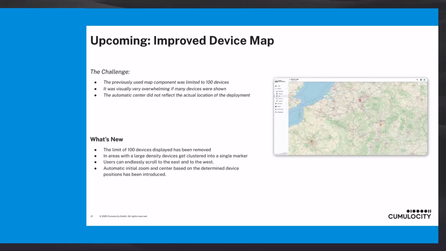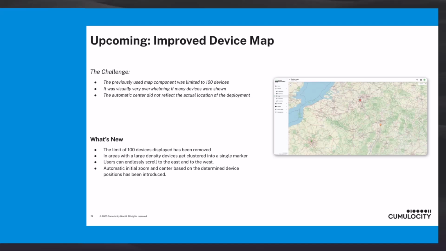And last but not least, we also improved the device map. We had some limitations regarding that map, for example, that we only were able to list 100 devices, especially with a lot of devices being shown in that map. It also was quite visually overwhelming. And in addition to that, if you have a deployment, for example, in Australia and directly start in Germany, that doesn't make too much sense.